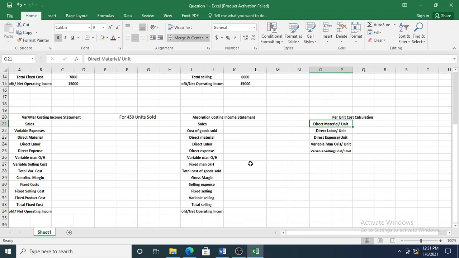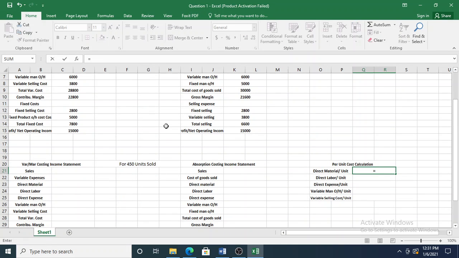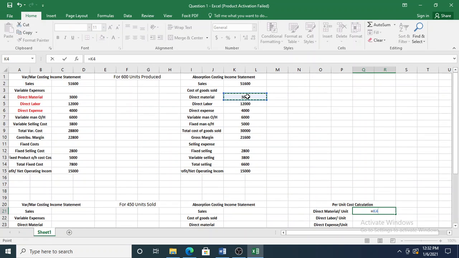So for example, direct material here, the given direct material is $3,000 per 600 units. So we have to find what the unit direct material is. So we calculate this by doing this. Direct material is 3,000 divided by 600. This will give us the direct material cost per unit.